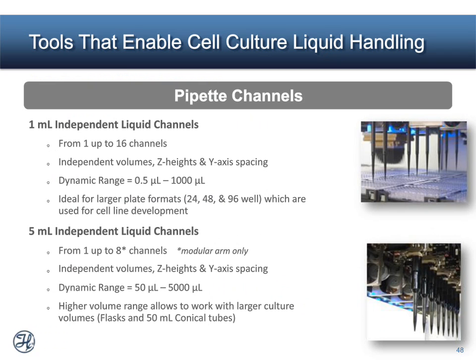And again, as I mentioned earlier, air displacement channels offer a pretty broad dynamic pipetting range. You can go up to 1 milliliter or even up to 5 milliliters in one pipetting channel. And this allows work with larger culture vessels such as 6 well plates or deep well plates, as well as 50 mil conical tubes.